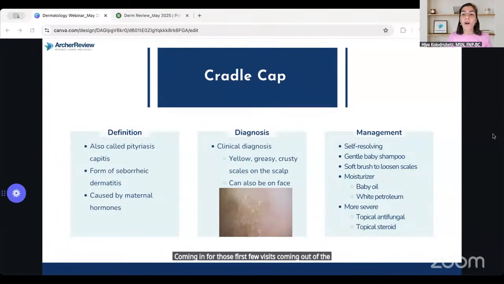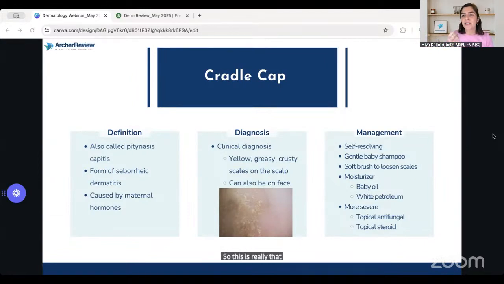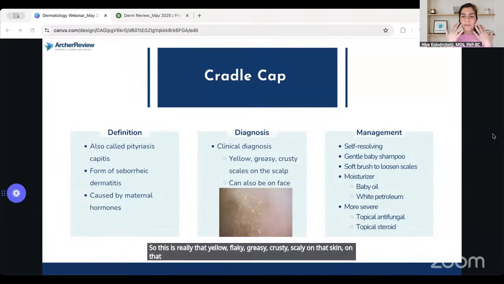This is a form of seborrheic dermatitis, right? So it's dandruff in adults and it's cradle cap in our newborns. So this is really that yellow, flaky, greasy, crusty, scaly skin, usually on the scalp. Sometimes you'll see it on the face too. We don't quite know the etiology, but it's thought to be a mix of maternal hormones and overactive sebaceous glands. Again, this is totally benign.